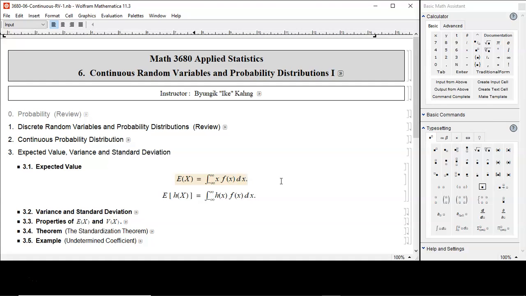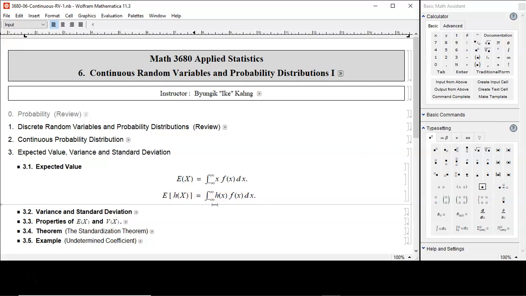Otherwise, same as before. And if you have a composite random variable, then as before, you just have h of x as your payoff, and that's it.